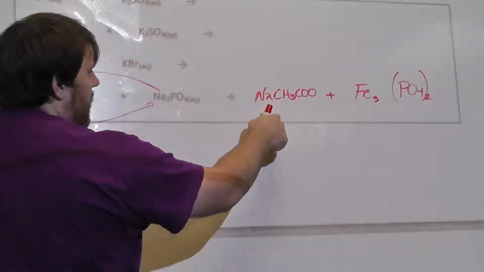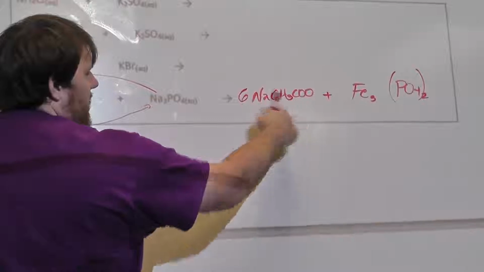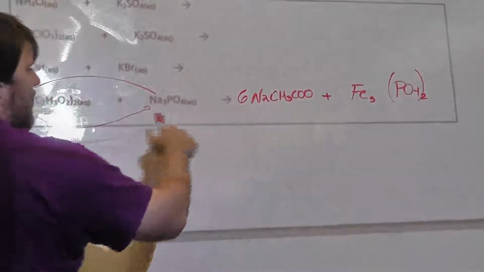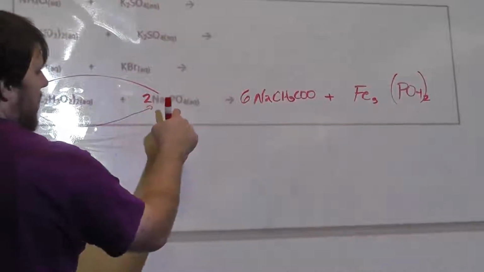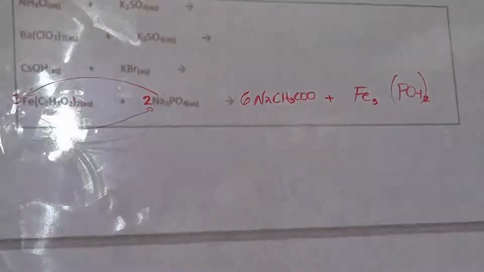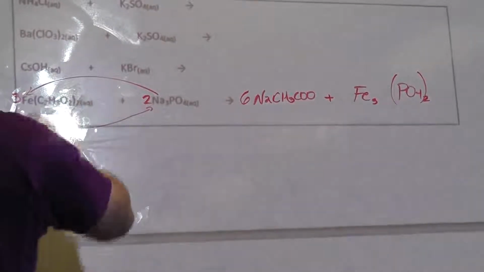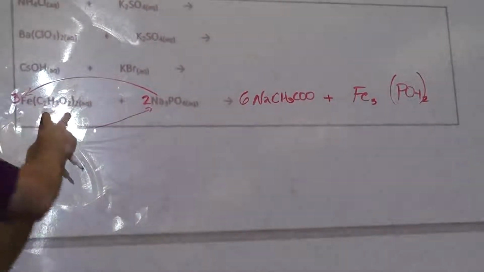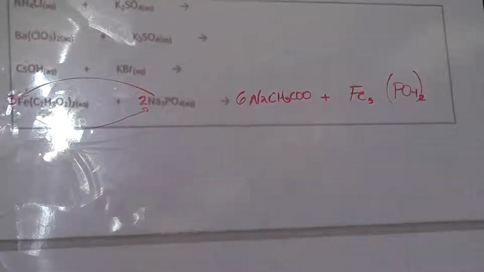How do we get that? A 6 in front of that. That gives us 6 acetates, 6 sodiums, and you need 2 in front of that, which gives us 6 sodiums and 2 of your phosphates. So now that's balanced, but we want to see, do any of these form? So we have an acetate, a phosphate, and then the opposite flipped on the other side.